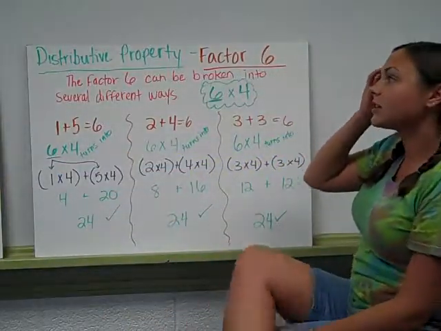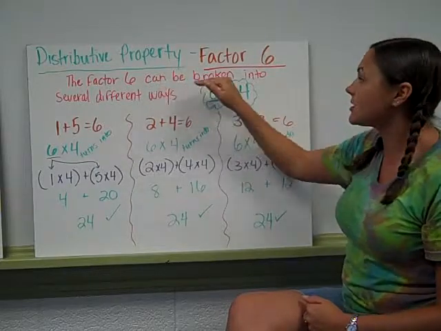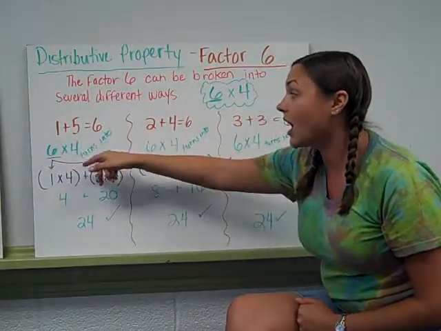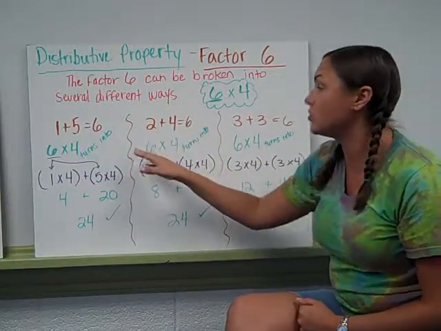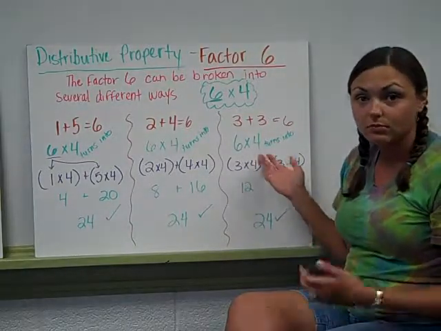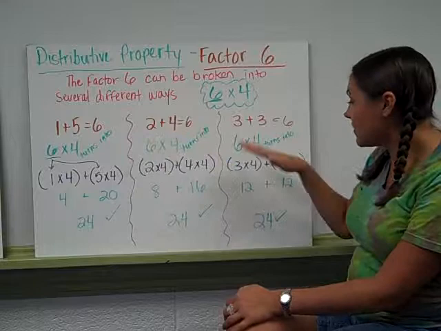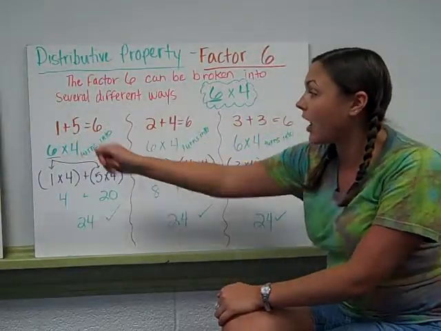Alright, we're going to look at the distributive property with the factor 6. The factor 6 can be broken up in several different ways. It can be broken up to 1 plus 5, or 5 plus 1, 2 plus 4, or 4 plus 2, and 3 plus 3. Those are the different ways you can break up 6. Now, I have an example here for each one of the ways I broke it up. So here I broke it into 1 and 5.